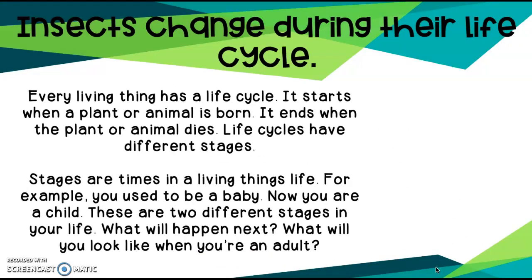Every living thing has a life cycle. It starts when a plant or animal is born. It ends when the plant or animal dies. Life cycles have different stages. Stages are times in a living thing's life.